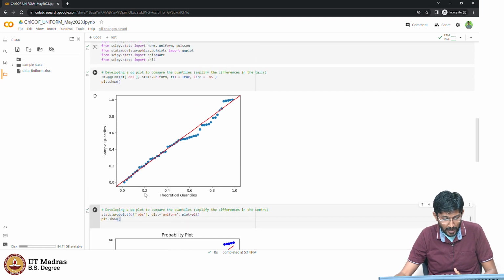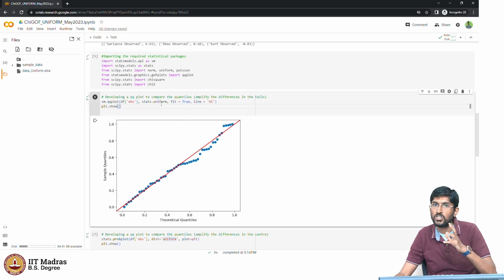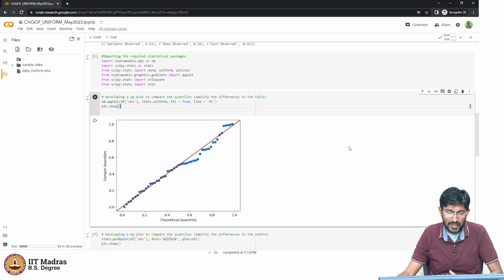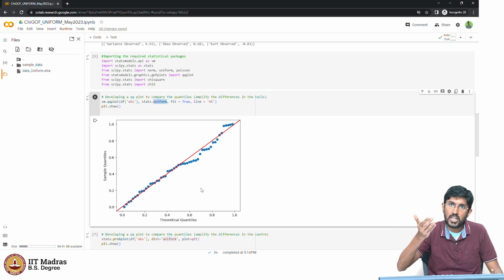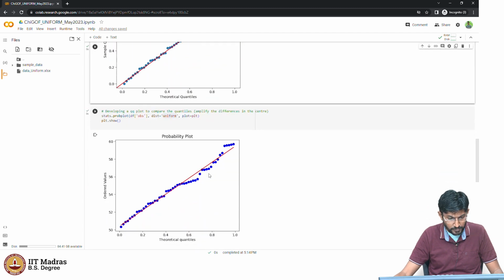So my assumption of uniform for the population is actually a good fit, can be concluded from this. Just as an exercise, do one thing. In this QQ plot, instead of stats.uniform, use a different distribution, stats.poisson or something else, and you will see how erratic these points are around the 45-degree line. So I would leave that as self work for all of you to do.